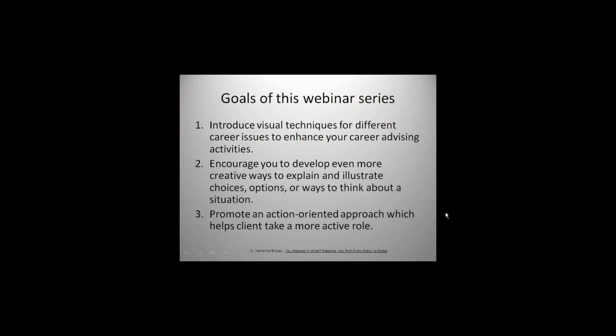But the first is to introduce visual techniques for you to use with your career advising. Again, as I said, these can be applied to other things. But also, please consider this just a starting point. I would really like for you to take these ideas and combine them with what you do and find new ways to use them. And my hope is over the next few weeks you will share that information, bring it back to us so we can all learn from it, which would be wonderful.